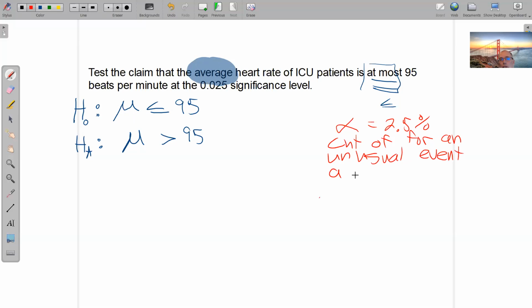And that's assuming that the heart rate should be less than or equal to 95 beats per minute. All right, so we got the setup there.